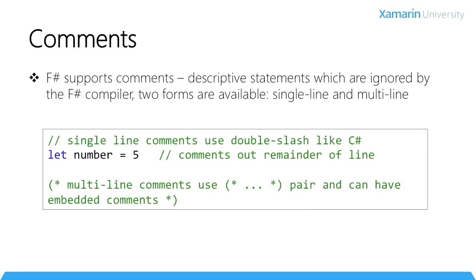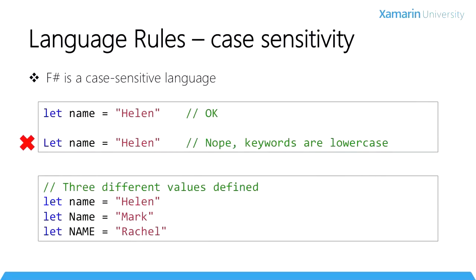Okay, now you've done a simple assignment, let's just make sure we have some basic syntax rules covered. First up, we'll look at F# comments. F# supports both single line and multi-line comments. And let's look at the language rules, and especially the case sensitivity. F# is a case sensitive language, just like C#. And you can see examples here.